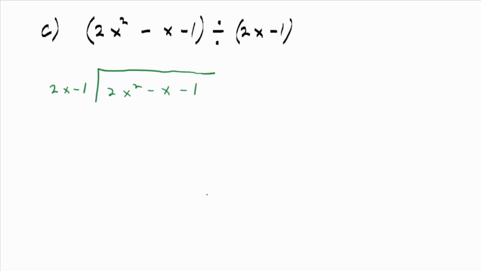Okay. You start the process. What can I multiply the 2x by? Now, when I say 2x, I'm referring to this 2x out in front. What can I multiply that guy by to get 2x squared? X. So that's just going to be x. All right, so let me put that up top.